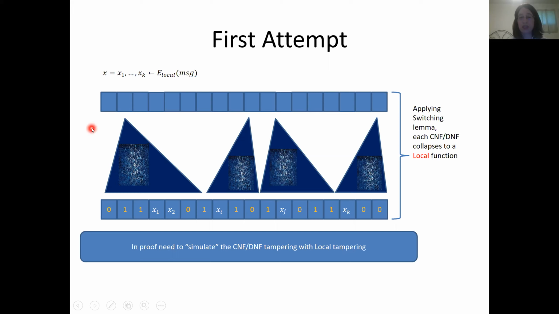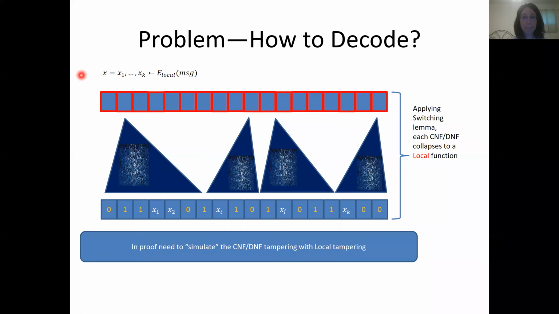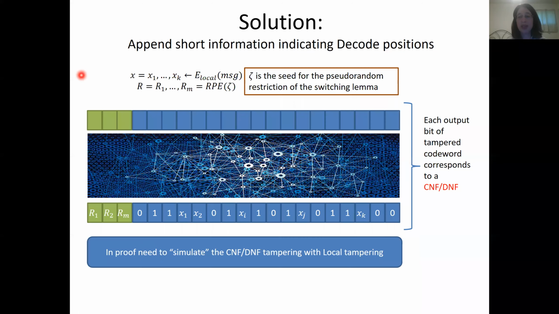But there's still a problem with this construction, and that is that now we don't know which bits to decode. So remember, the star positions are the positions that contain important information about the code word. The other positions are just random 0, 1 bits. But now we've lost this information. It was used during encode, but we've lost it during decode, and we don't know how to decode this. We don't know which positions are relevant and which positions are just random 0, 1 values. So the solution is going to be to use a pseudorandom restriction instead of a random restriction.